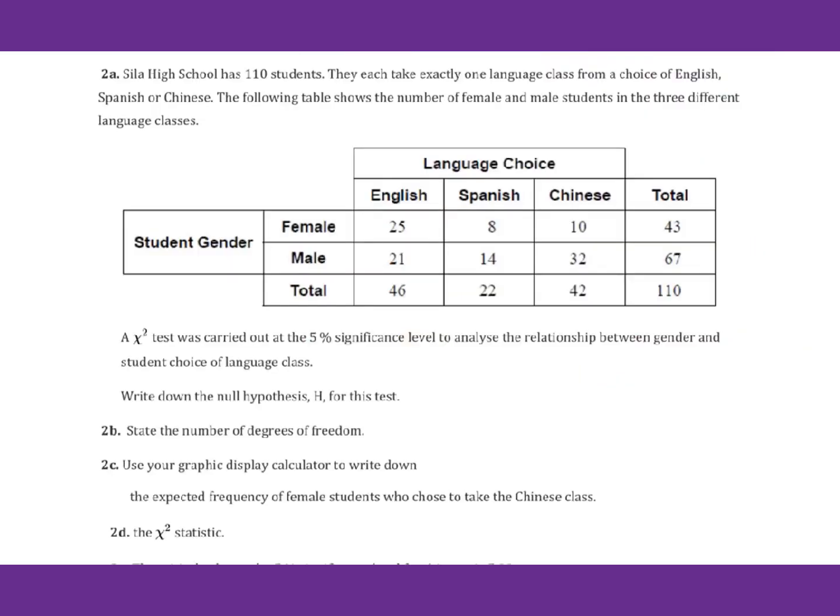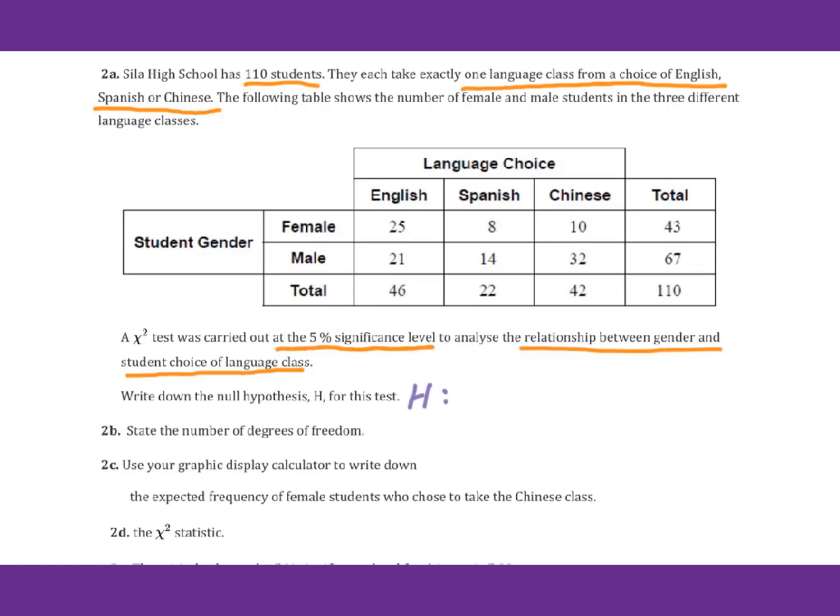Now let's go to 2A. Sila High School has 110 students. They each take exactly one language class from a choice of English, Spanish, or Chinese. The following table shows the number of female and male students in the three different language classes. A chi-square test was carried out at the 5% significance level to analyze the relationship between gender and student choice of a language class. Write down the null hypothesis H for this test.